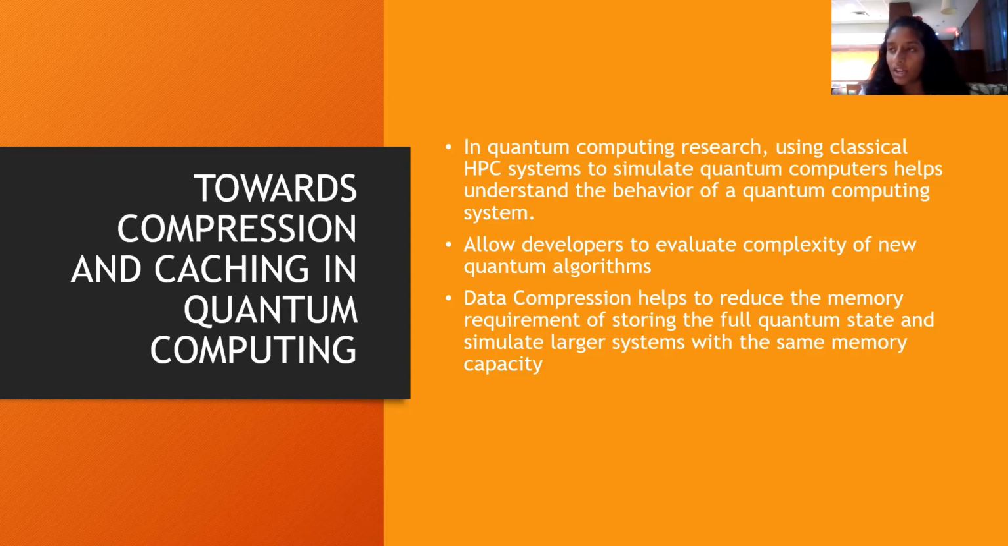Therefore, it becomes important to reduce the memory footprint, because the size of the quantum circuit simulation would be limited by the capacity of the classical HPC system. To reduce the footprint in memory, we utilize data compression, which helps us determine how large the quantum system can be on the same memory capacity classical computing system.